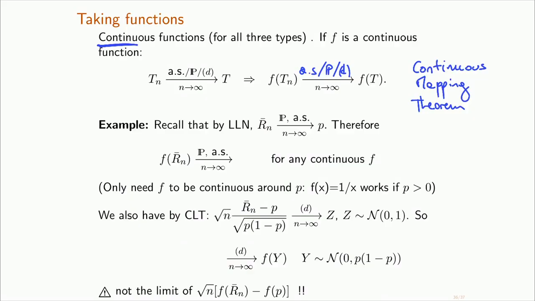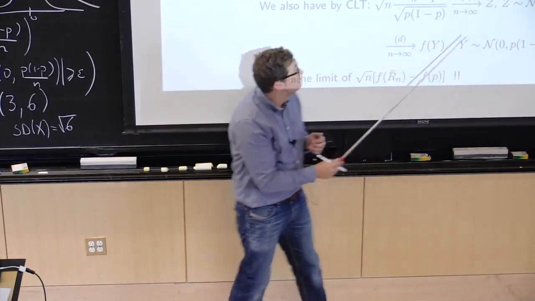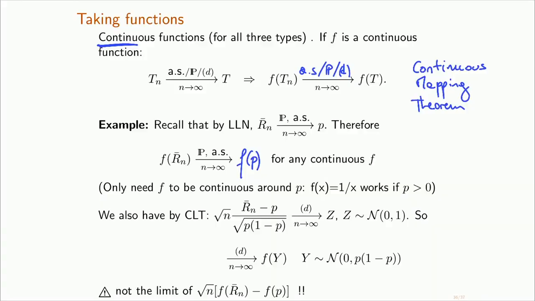So it's very important that the function is continuous. So for example, how do you use this? Well, I know that Rn bar converges to p, then f of Rn bar converges to f of p, if f is continuous. That also works for convergence in distribution. So I know by the central limit theorem that this quantity converges to a standard Gaussian, so f of this quantity converges to f of my Gaussian.